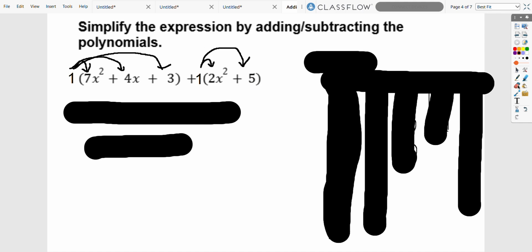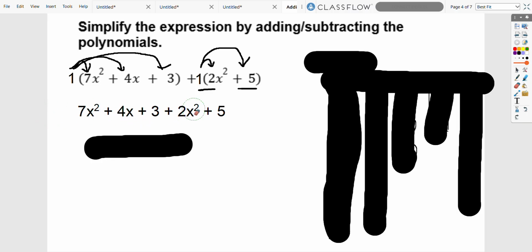So we just basically multiply. We do 1 times 2, 1 times 5. That's just the same thing, right? We multiply all those through, and we get 7x squared plus 4x plus 3.